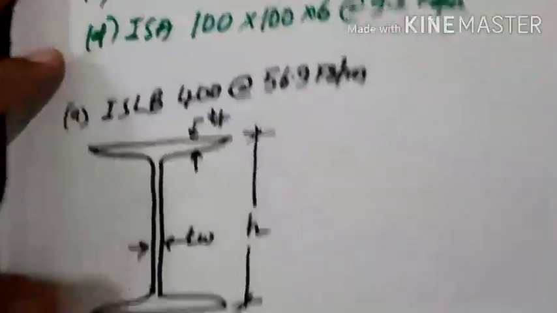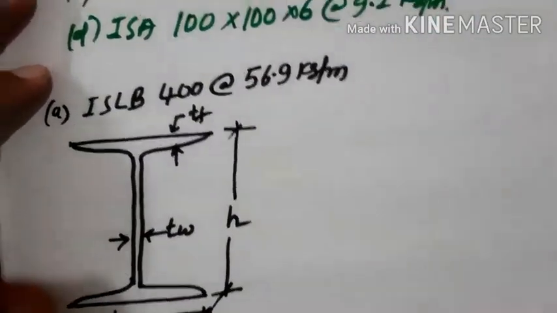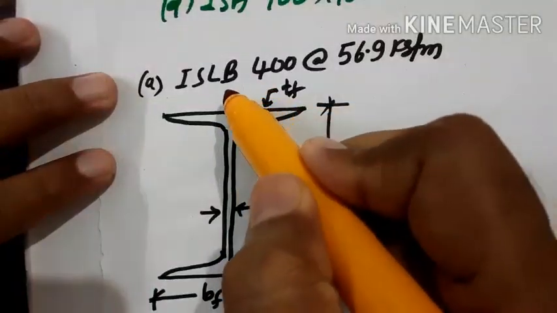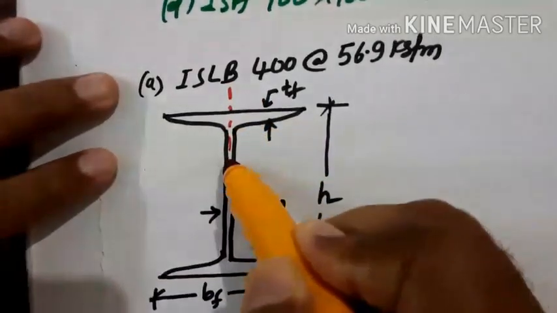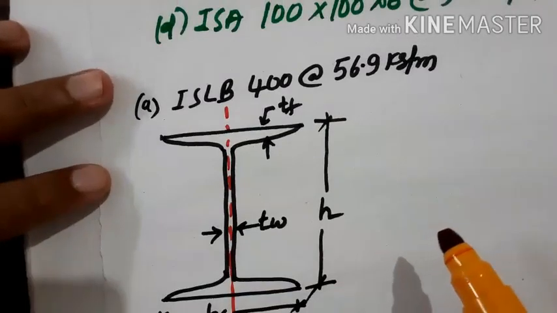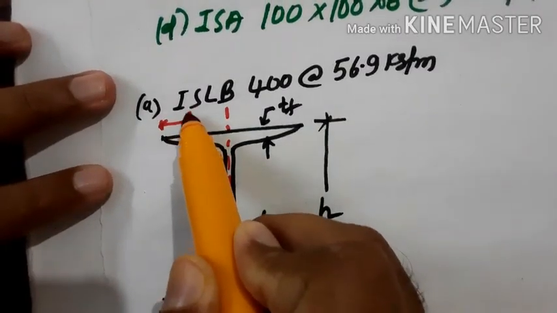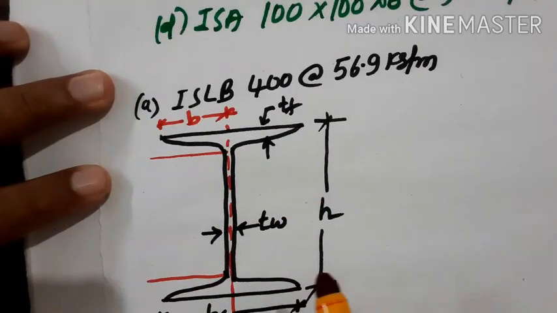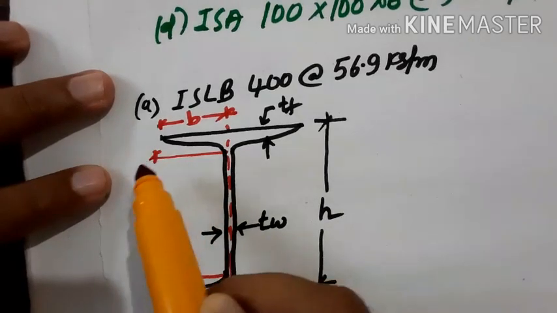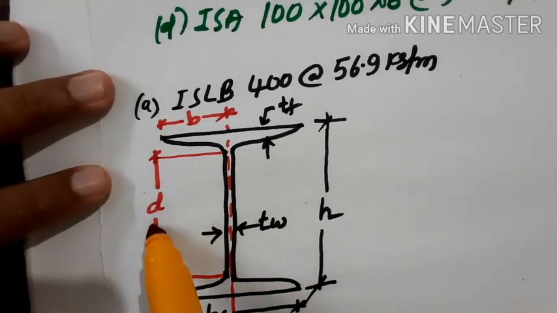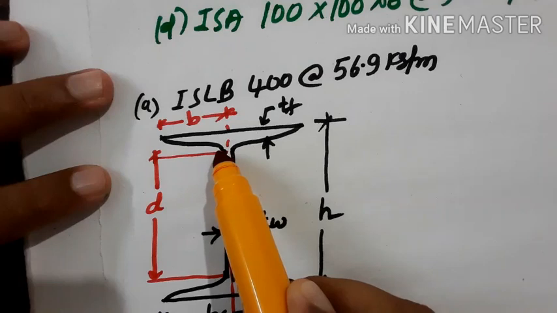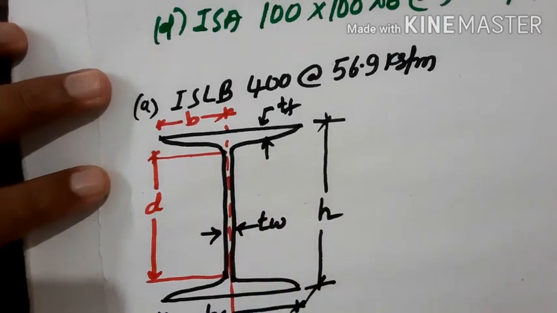Okay, let us mark that in this figure. First I'll mark the center line of this I section. This is the center line, and this represents B. Then D will be taken leaving the root fillet, the root radius. This is D, the effective D.